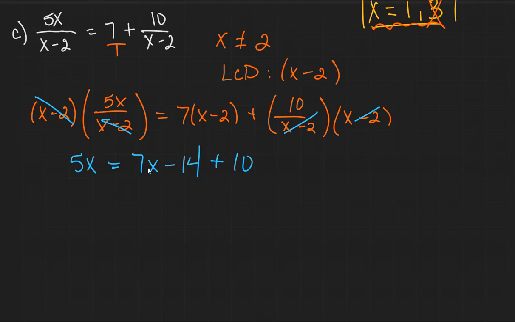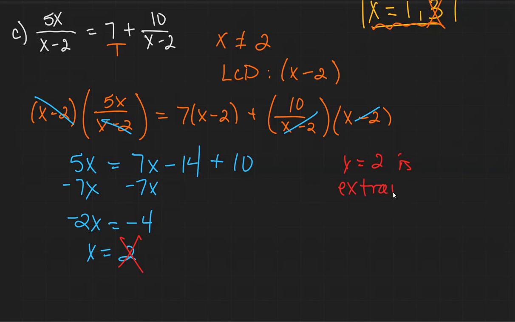I'm going to do a few steps in one here. I can subtract this 7x over, and then I can combine these two. So I get negative 2x is equal to negative 14 plus 10, that's a negative 4. So then x is equal to positive 2. That would be our solution, but what do we have up here? x can't be 2. So I actually can't include 2. But that was my only answer, right? So x equals 2 is extraneous.